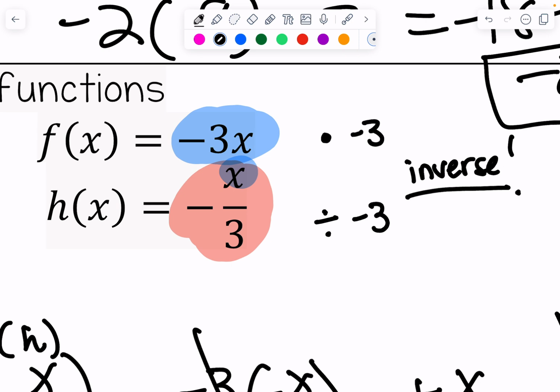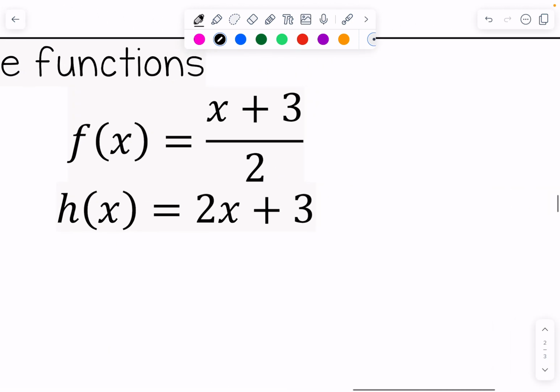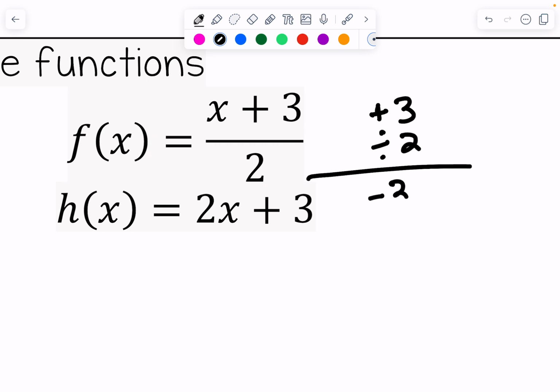So right off the bat, let's take a look at the second option. And I'm going to see what's here. Well, this is plus 3 divided by 2. The inverses of that are minus 3 and multiply by 2. I can already see that this is probably not going to be the case, but let's prove it.